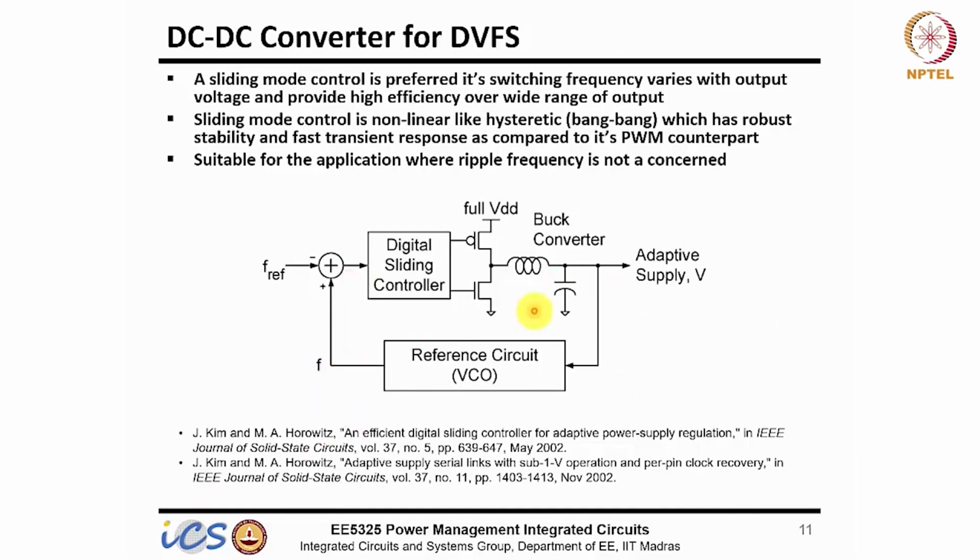So one simple concept shown here: if your VDD is generated from a DC-DC converter, you can have a VCO in the feedback and have a reference clock. Let's say the reference clock is 1 gigahertz, and you want the frequency of this VCO to be 1 gigahertz. So your buck converter will force this control voltage, which is your supply, in such a manner that this frequency is 1 gigahertz.